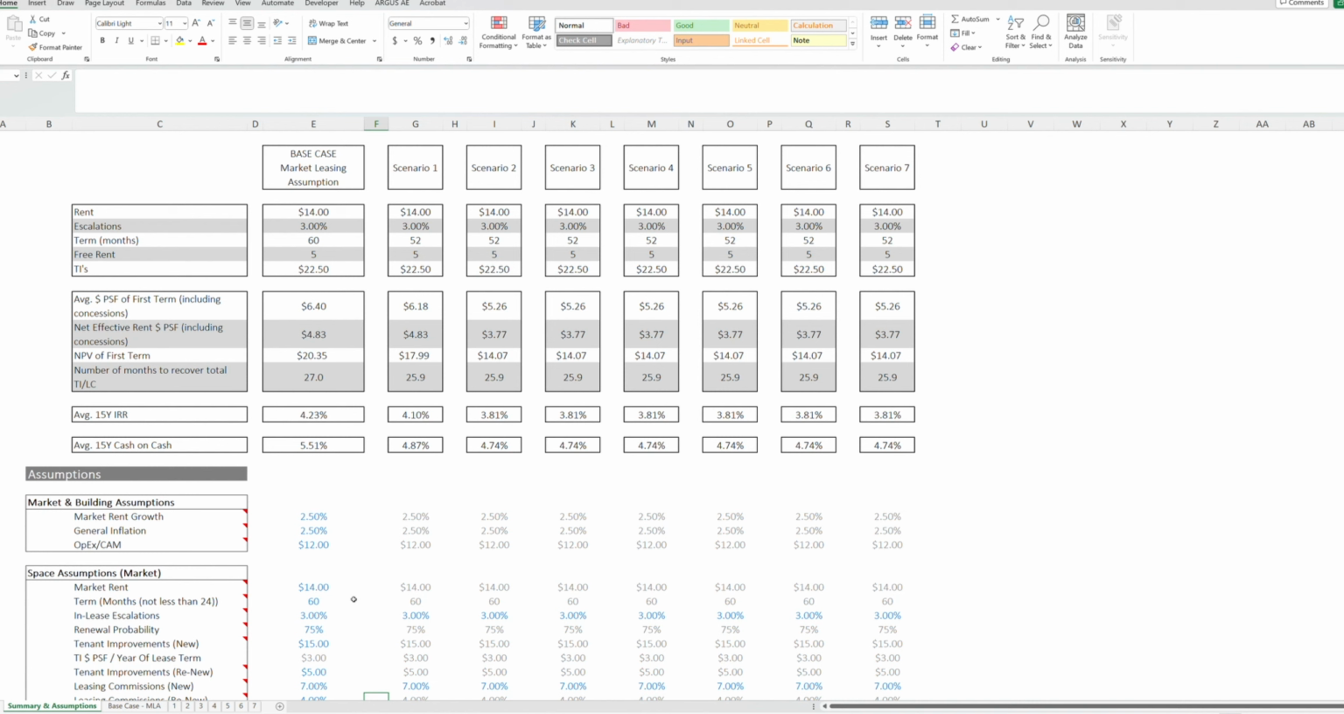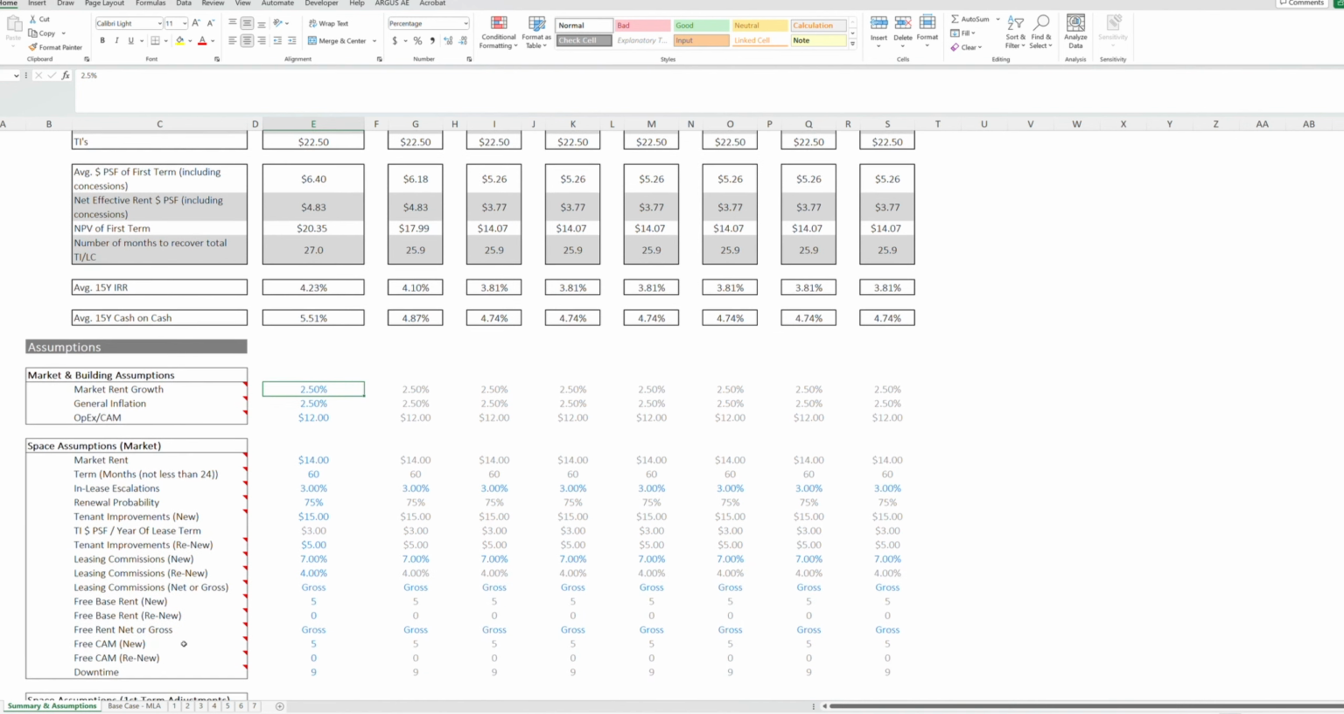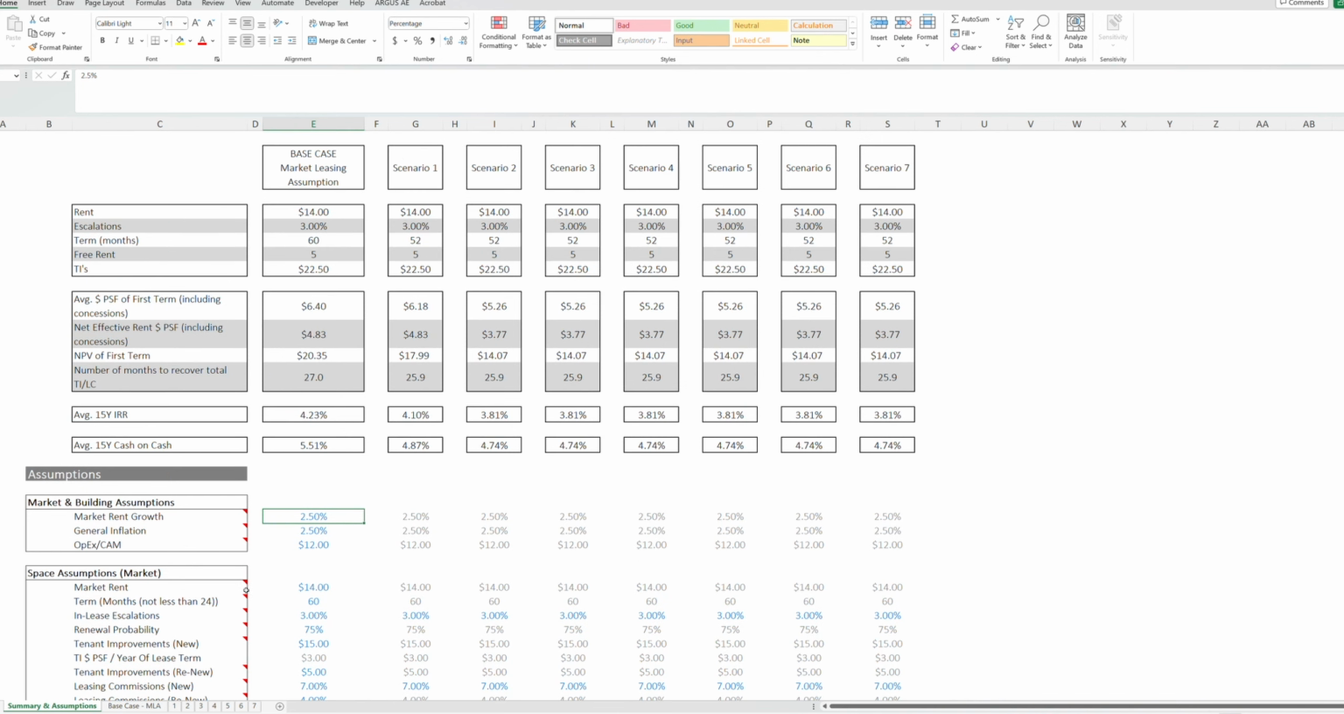Okay, so if you don't have a way of analyzing leases, A versus B versus C, you need to. So what we've done, or what I've done, maybe y'all have done it better, is I've got a summary and assumptions page or tab here, and I've got different scenarios. So my base case, my market leasing assumption for this particular space, is similar to what would be in Argus. If you were to put this particular space into Argus, what would it look like?